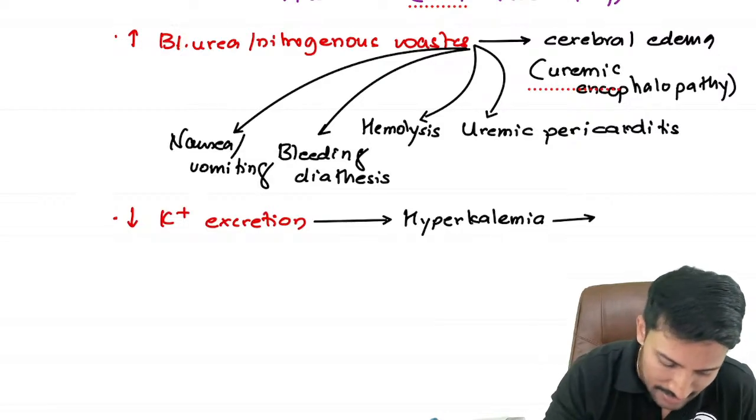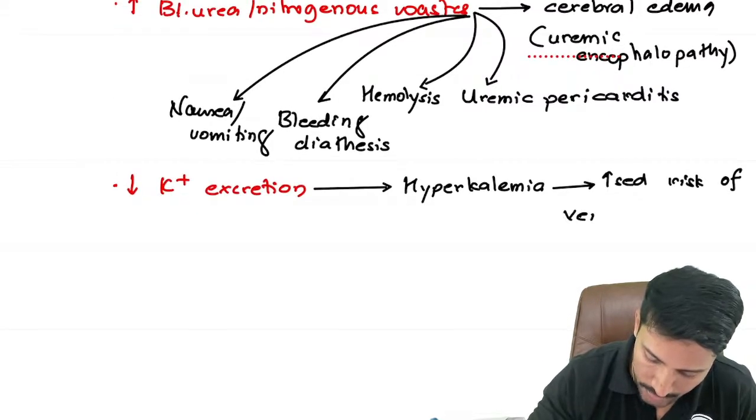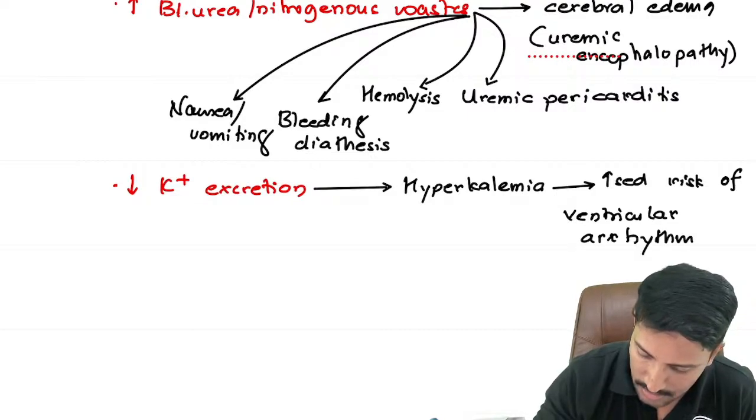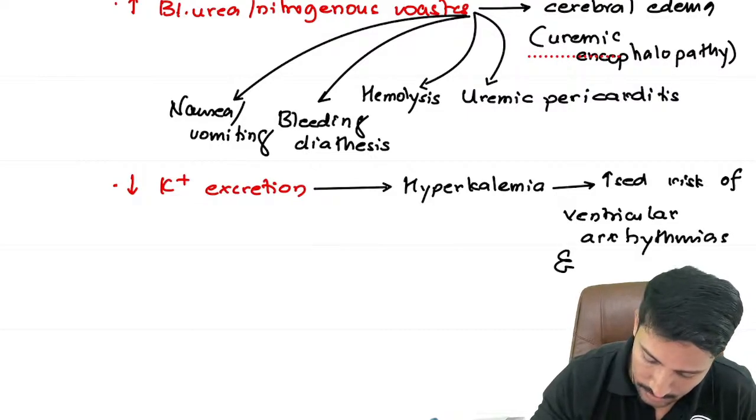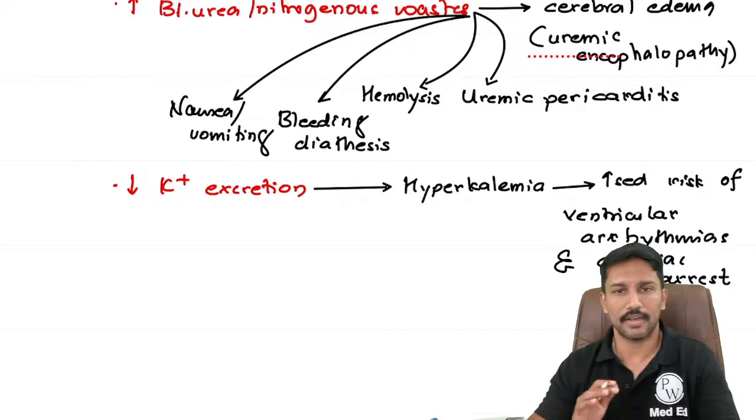Hyperkalemia puts the person at increased risk of ventricular arrhythmias and sudden cardiac arrest. You are familiar with the ECG changes that we get, and cardiac arrest. The tall T waves, eventually sine wave, and eventually cardiac arrest.